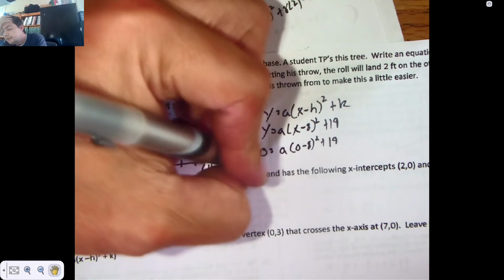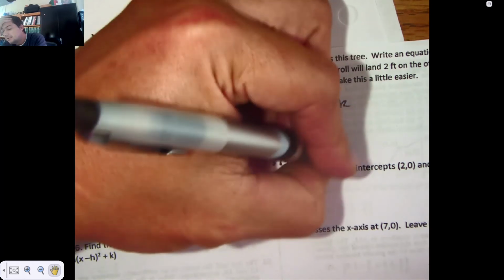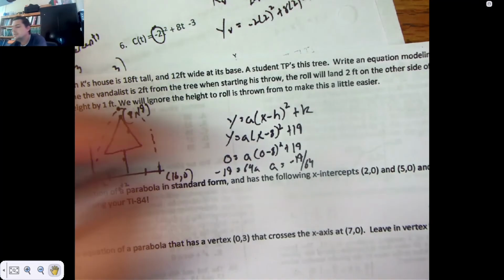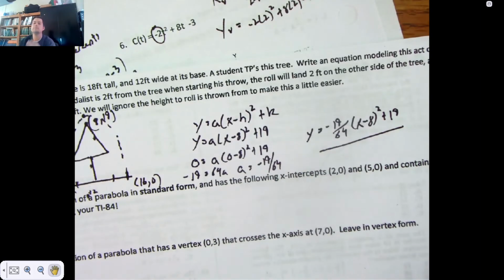It won't matter. I'm going to plug in 0, 0 because I can't screw that up easily. Subtract 19. Negative 19 is 64a. And my a value is negative 19/64. So now I have my equation. My equation is y equals negative 19/64 of x minus 8 squared plus 19. There she is in her beautiful form.